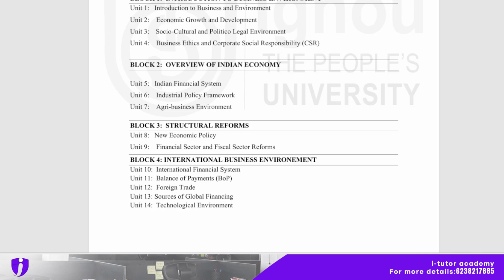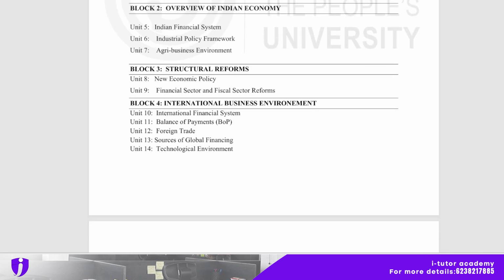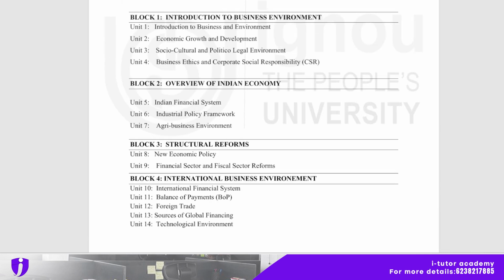And block 4 is International Business Environment. Unit 10 is International Financial System. Unit 11 is Balance of Payments, that is BOP. Unit 12 is Foreign Trade. Unit 13 is Source of Global Financing. And Unit 14 is Technological Environment. So these are the units under this subject.